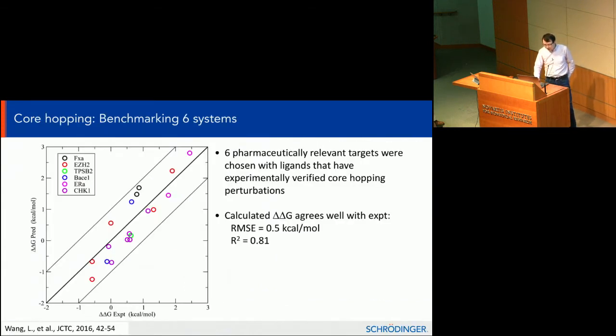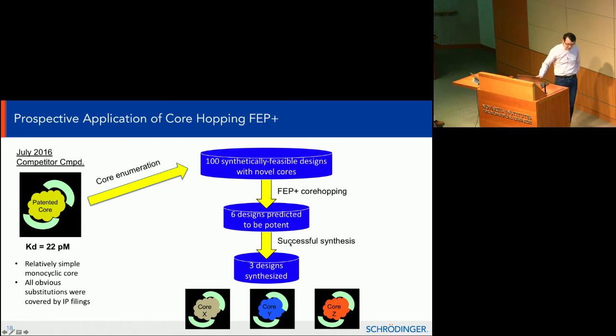And we have validated this method on six different targets with many different unique core-hopping modifications covering a diverse chemical space. Again, the accuracy is perfect. RMSE is about 0.5 kcal/mol. So I'm going to show one example where the large-scale application of core-hopping FEP led to the discovery of a novel chemotype in a very short period of time.